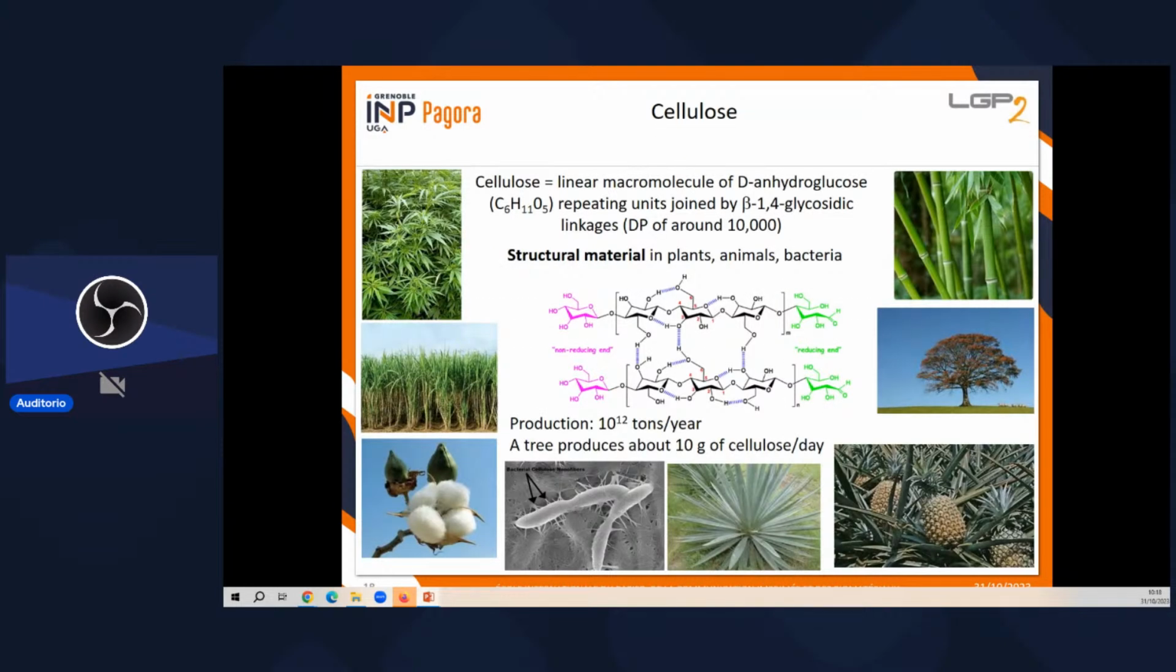So you know cellulose, so you know the chemical structure of cellulose, which is here. Cellulose acts as a structural material, mainly in plants, but also some animals, and it is also obtained from some bacteria. So it's the most abundant polymer on Earth. You can see the annual production here. On average, a tree produces about 10 grams of cellulose every day. So it means that we have an abundant resource, and only a few percent of this resource is used, for example, for the pulp and paper industry.